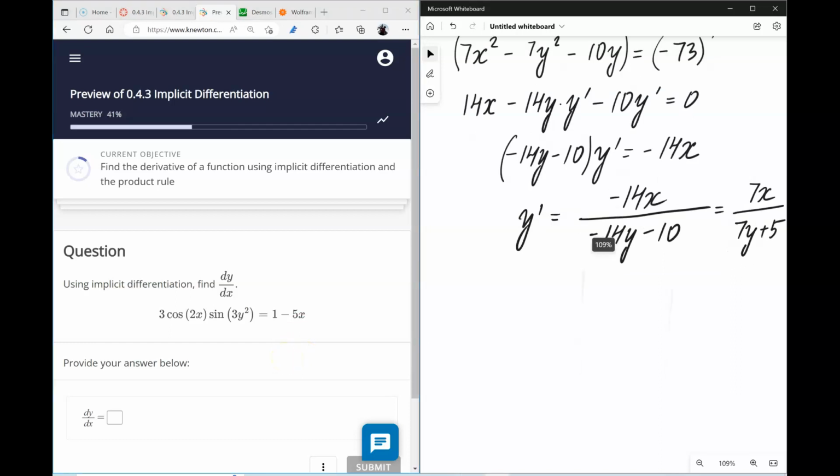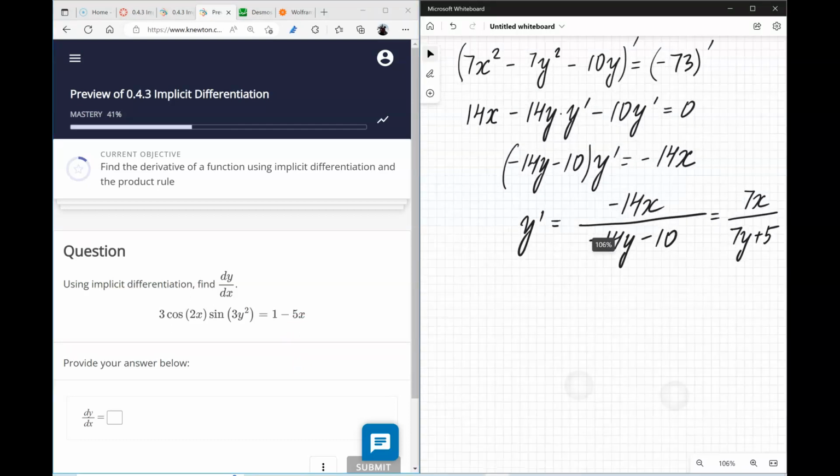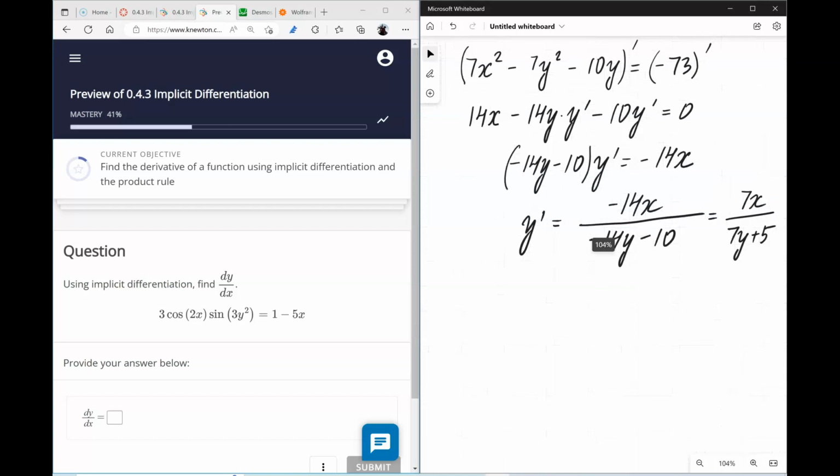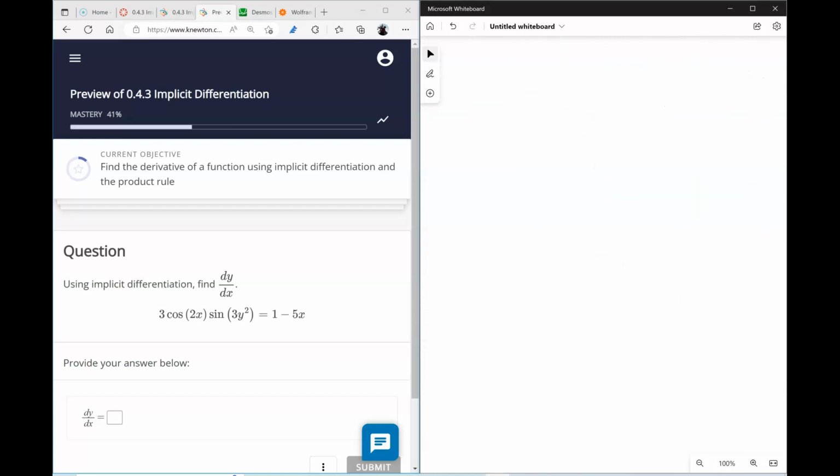Of course, we have to be able to do all the same tasks with trigonometric functions as well, as they're not special at all. So we have 3 cosine 2x sine 3y squared equals 1 minus 5x. We differentiate both sides. On the right side we have negative 5. On the left side we have quite a lot going on. We have a product. So first of all, I'm going to take out this 3, and we have a product.